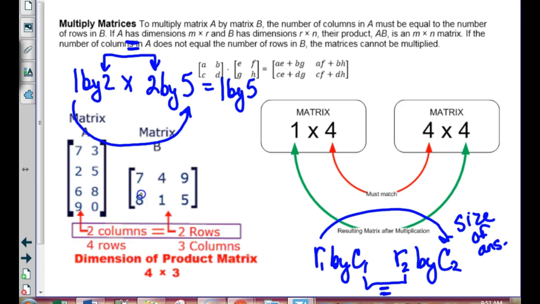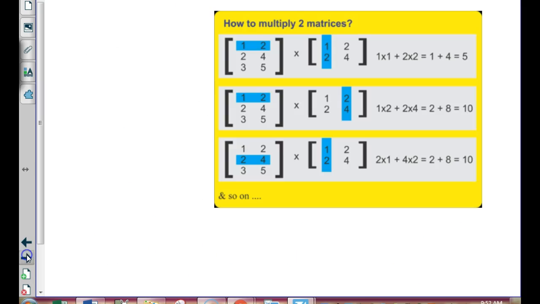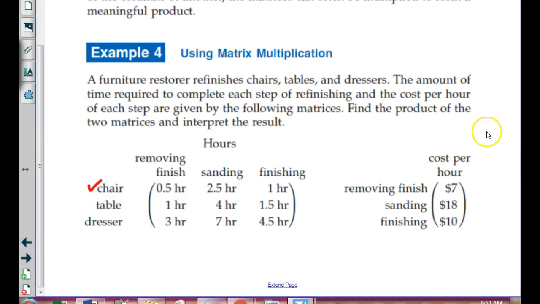Okay? So that's, can you do it and what size will it be? So before I try to do this, I want to show you this application. Remember we talked about chairs, we could finish them, take off the old finish, sand them, and put the new finish on. We could do that to tables, we could do that to a dresser. What size is this matrix right here?